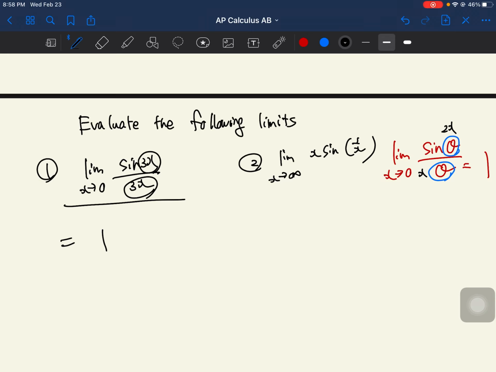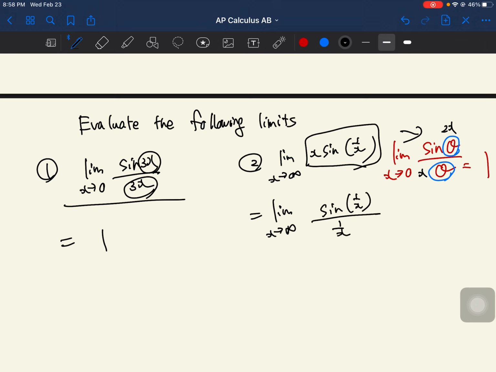Okay? Then for the next one, this one is a little bit tricky. So let me make this function look like this. You can change this one to something over 1 over x, like this. And actually, 1 over x is equivalent to x, because if you multiply x for both sides, I mean both top and the bottom, it's going to be x.